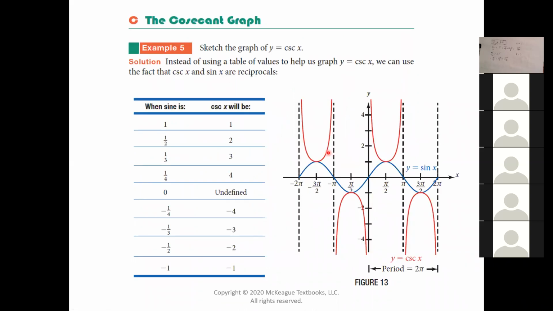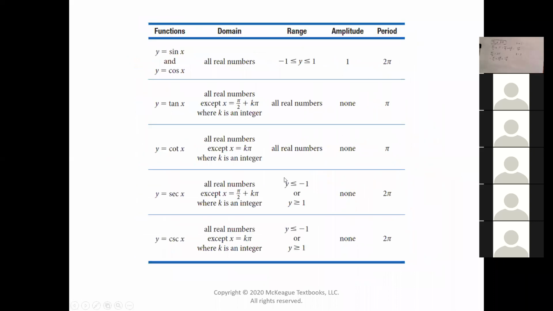There's also no amplitude for the cosecant x function because there's no maximum point, because these red graphs go up forever to positive infinity and they go down forever to negative infinity. So there's no amplitude for the tangent, the cotangent, the secant, and the cosecant functions. No such thing as an amplitude for those functions. There are periods though for those functions. Notice the period of the tangent and cotangent functions is pi, and for the secant and the cosecant functions, 2 pi.